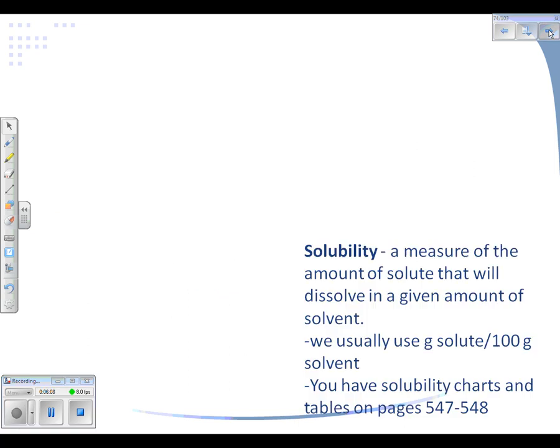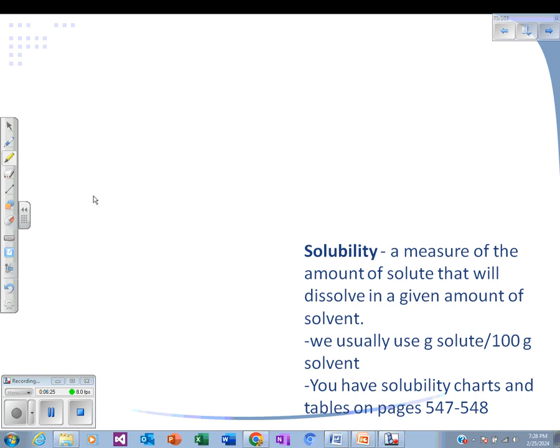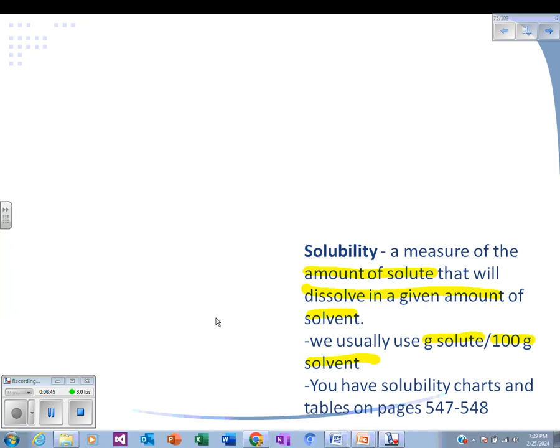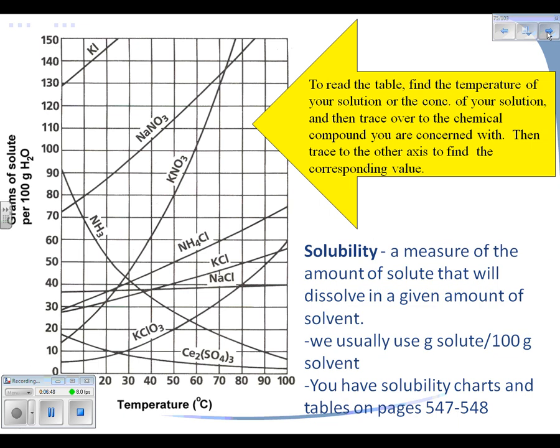So all right, now we're going to talk a lot about solubility. Solubility is really the measure of the amount of solute that will dissolve in a given amount of solvent. So I would highlight in your notes that it is the amount of solute in a given amount of solvent. Now, we are normally going to talk about it in grams of solute for 100 grams of solvent. You guys don't really use your textbooks, so we wouldn't have the solubility charts, but we do have one in your notes right here that we're going to discuss.